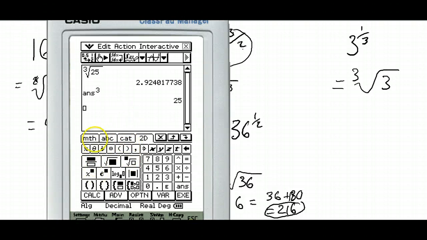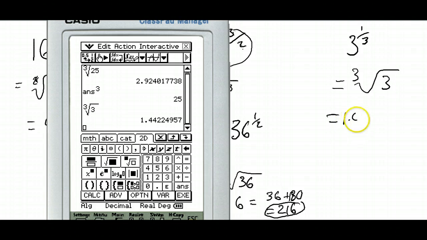Remember, we go to the 2D menu, and here's the special function for roots, and we put a 3 up there, and then in here put another 3, and then answer, and it's 1.44 if we're rounding to 2 decimal places. So it's not too bad. They look nasty, the cube roots, but they're not too bad at all to deal with.